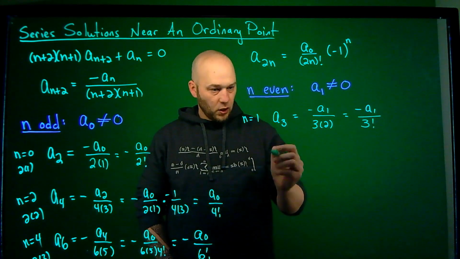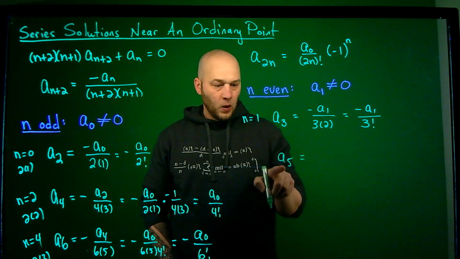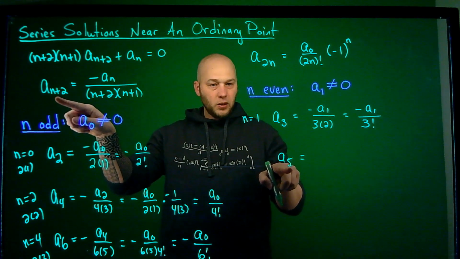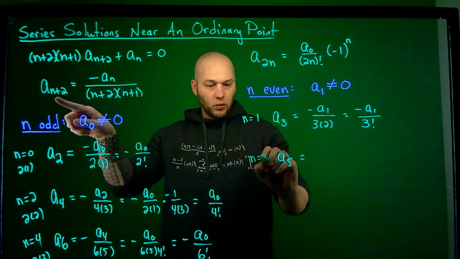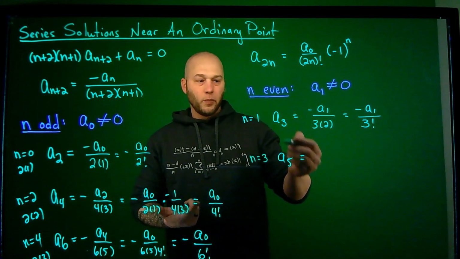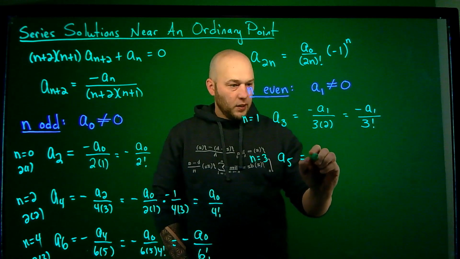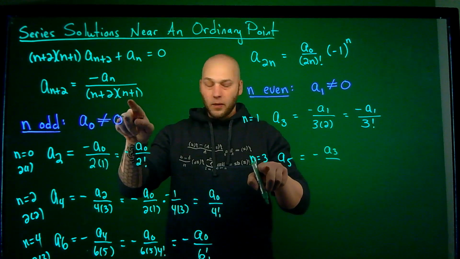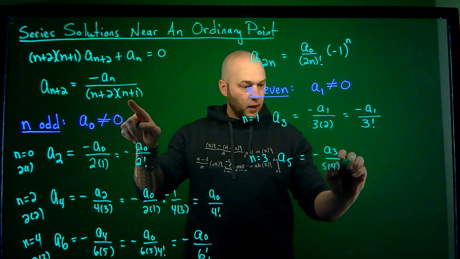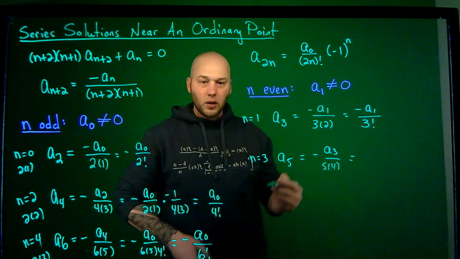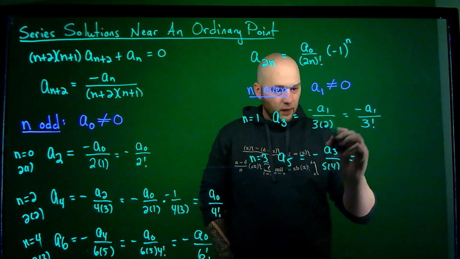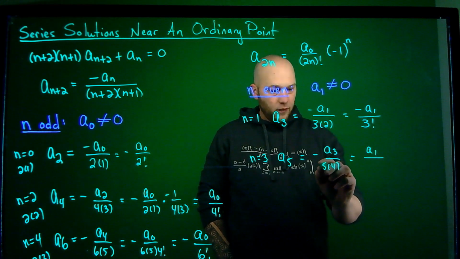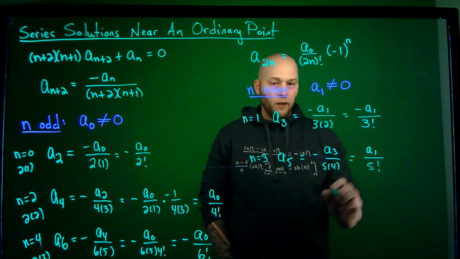Now for 2 terms later, let's say A5. What would the n value be? Well, if the subscript is 5, the general subscript is n plus 2. That means that I would have n equal to 3. In other words, I'm going to use the previous term within this formulation. I would get negative A3 over, well, if n is 3, that's going to be 5 times 4. I go ahead and replace A3 with what I found in the previous line, and notice this is negative times negative, which of course makes that just an A1, and then on the bottom I'd have 5 times 4 times 3 factorial, which would be 5 factorial.